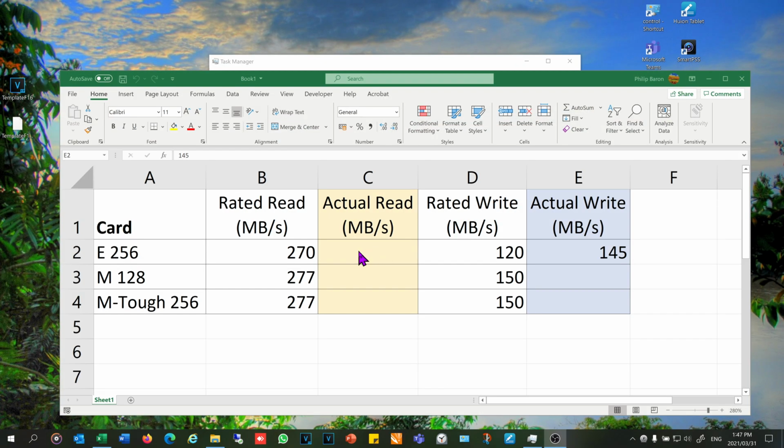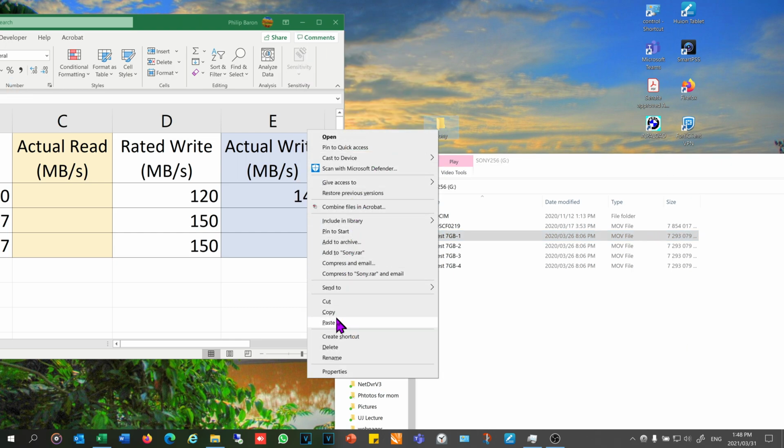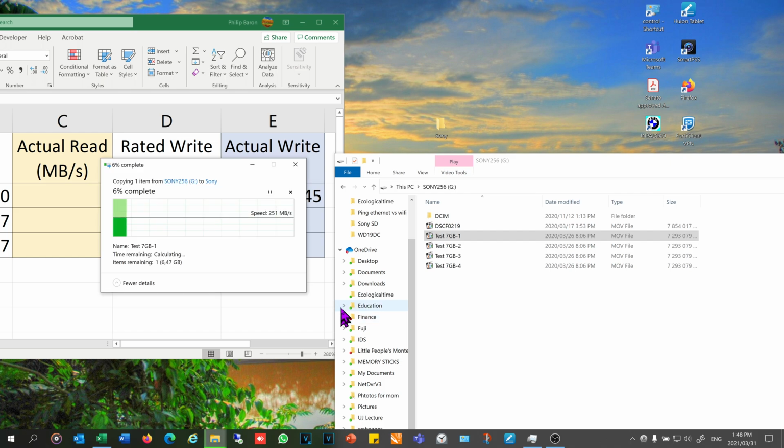Now, when it comes to the read speed, there's a little problem, and that is some of the data might get cached into the computer's memory. I've also added some files here, and what I'm gonna do is I'm gonna copy and paste onto my desktop, and we should see the maximum data rate. Right, so there we see 252, 251, 250, but I just want to show you something.